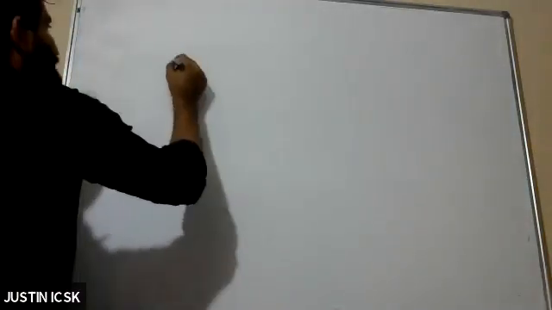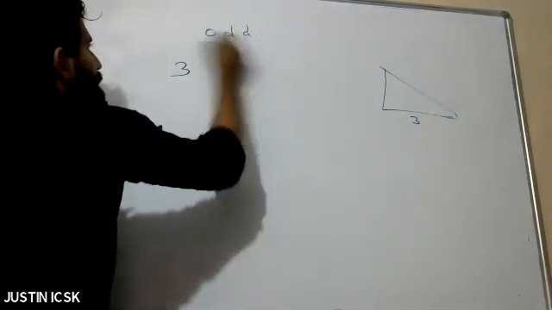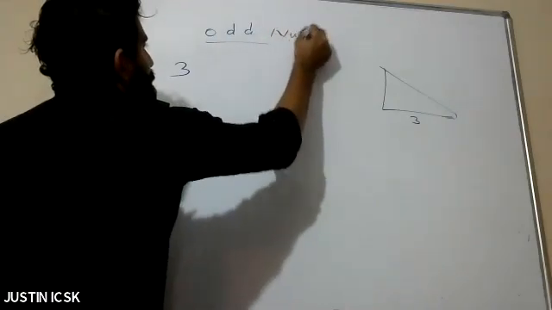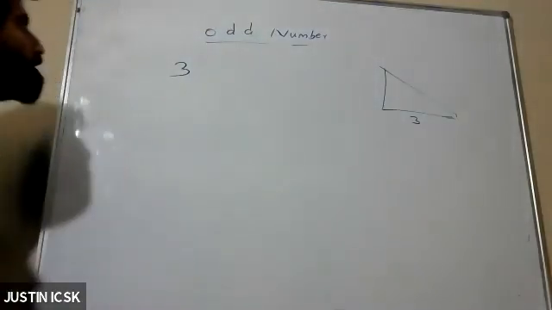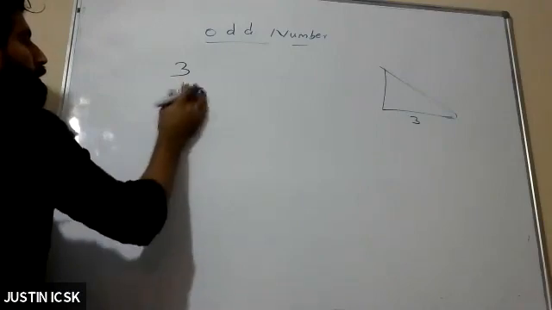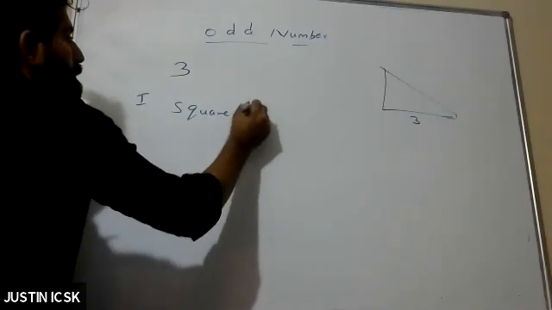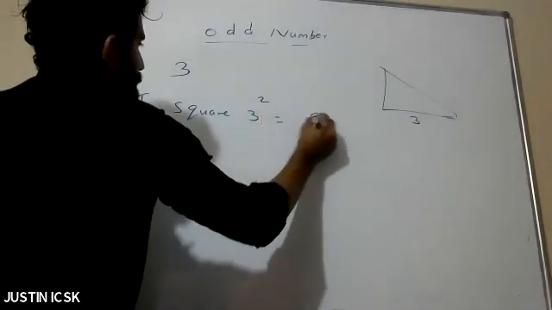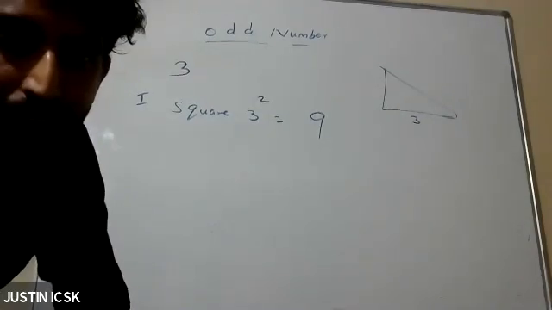First, suppose 3 in a triangle. One number is 3. I'm just giving the odd cases. If it is an odd number, what will be? Suppose one number is 3. What we can do is, first step, square the number. You will get 9.